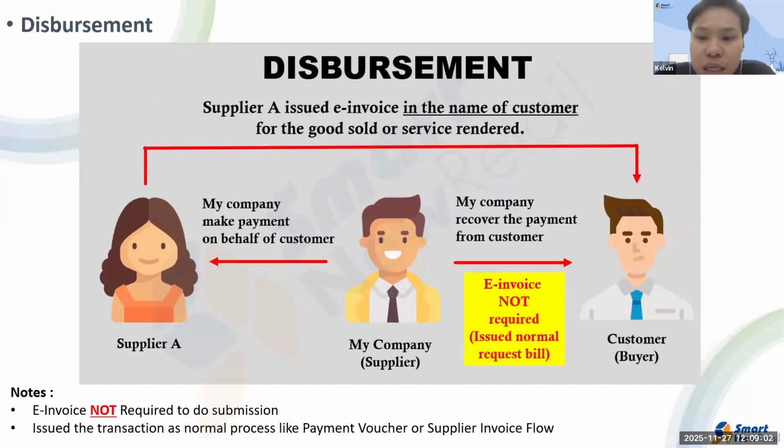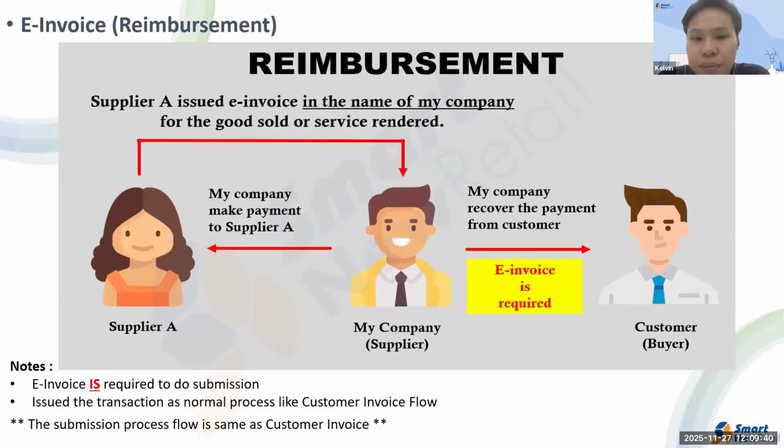Whereas disbursement is you want to book a hotel, you find me to book the hotel. I help you to pay the hotel, but the hotel issues the invoice straight under your name. So in this situation, I do not need to issue an invoice to you again. I just issue a normal bill to charge back the payment. So in these two situations, how do we issue the invoice? How do we do it in our system?